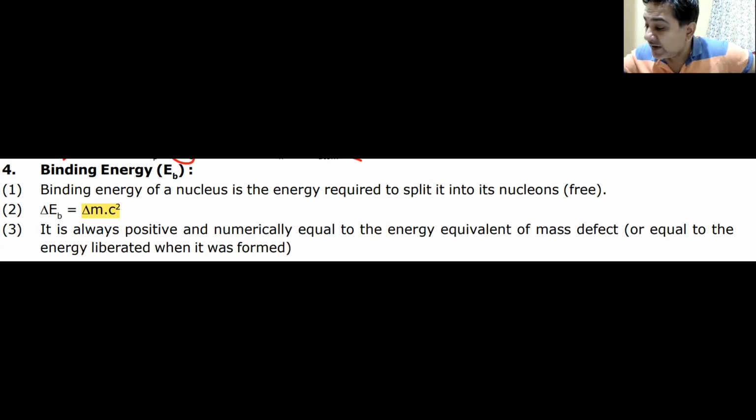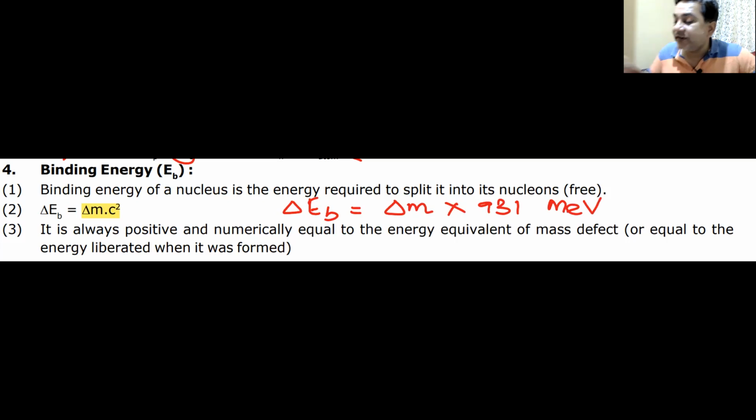I can have one more formula for this. I can write this binding energy as mass defect in AMU multiplied by 931 mega electron volt. One AMU is 931 mega electron volts. I find out how much the mass defect is, simply multiply by 931, and I get my answer. Correct. This is how binding energy and mass defect are related to each other.